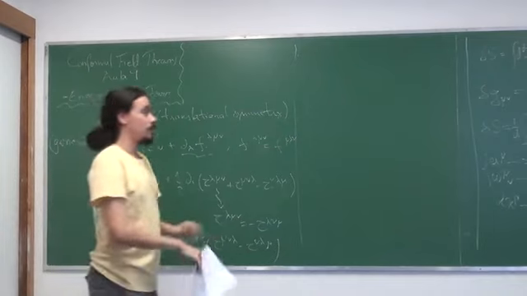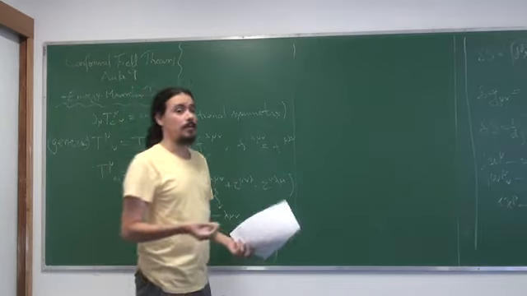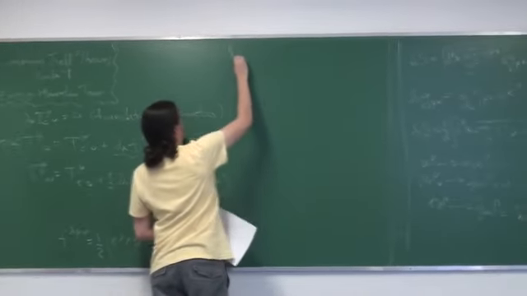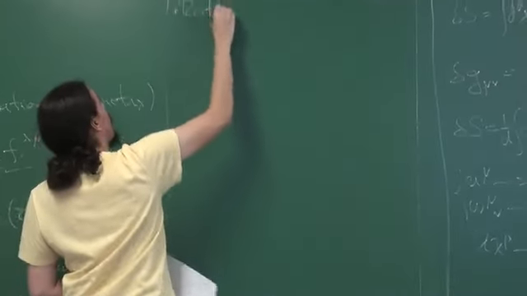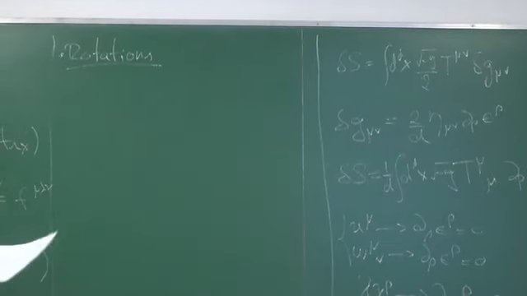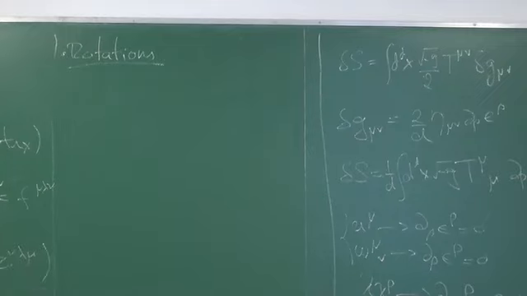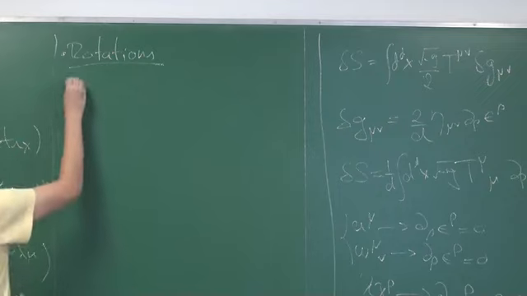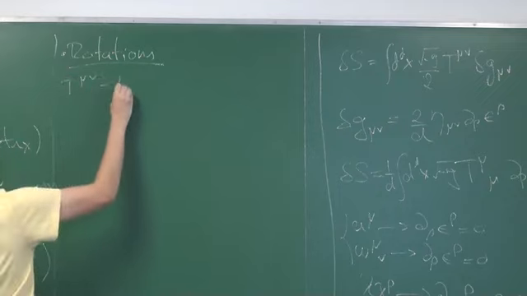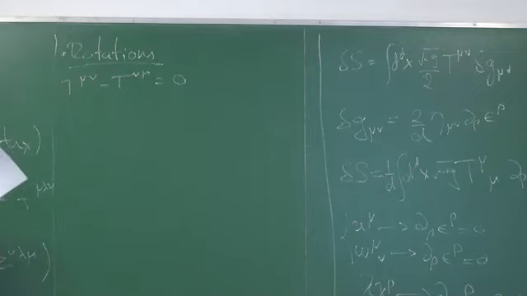So let's do this for rotation, and we will recover the Belinfante tensor. So again for rotations, we're doing this because we want a symmetric energy momentum tensor. So it means that we want this property. This is for the improvement.